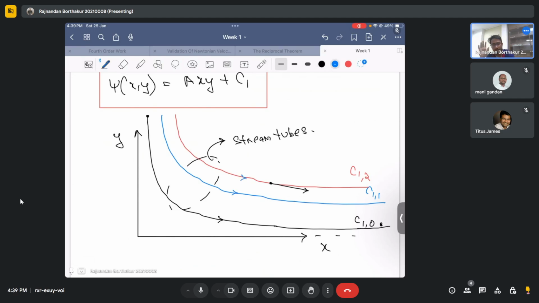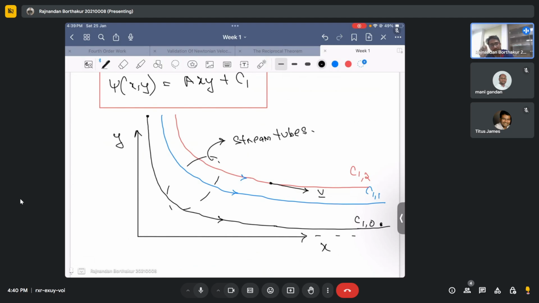Just by having a look, you can also tell what the direction of velocities is. But let's say I know the direction of velocities is in this direction. If you pick a single streamline and draw a tangent, this tangent gives us the direction of the velocity vector v.